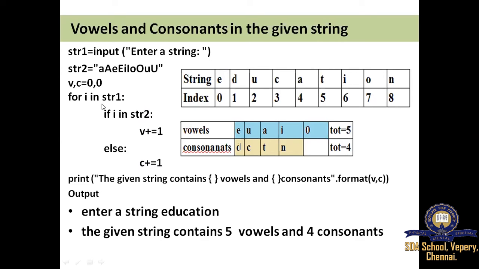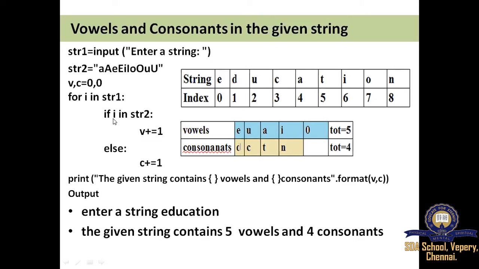So the first time it's executing, we store the character E in I. The in operator is able to find out that the character present in I is matching with str2. Yes. If it is yes, a vowel is added. Once the operation gets over here, it will get back to your for loop. Now the for loop will iterate for the second character. The second character present is D, which is stored in I. If I in str2, what does I contain now? D.